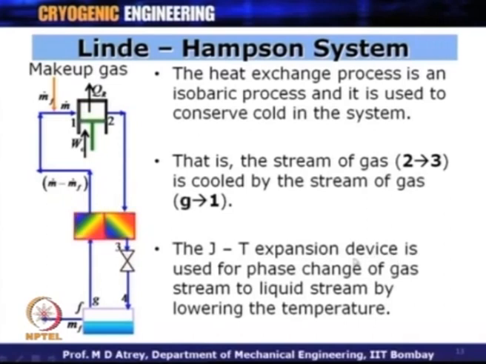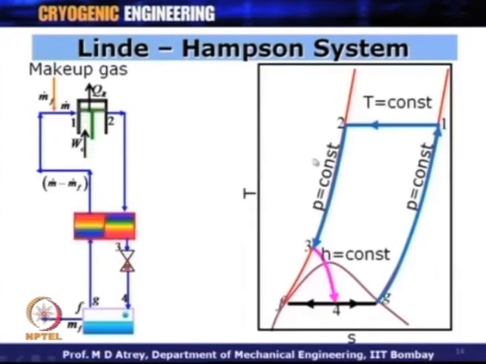The JT expansion device is used for phase change of gas stream to liquid stream by lowering the temperature. So, once you get gas at this point, what you get at this point is a 2 phase, or the liquid gets collected and the gas goes back at this point. Now, this is the most important thing. And what you have to learn from here is how to draw a corresponding temperature entropy diagram or a TS diagram from a given cycle.